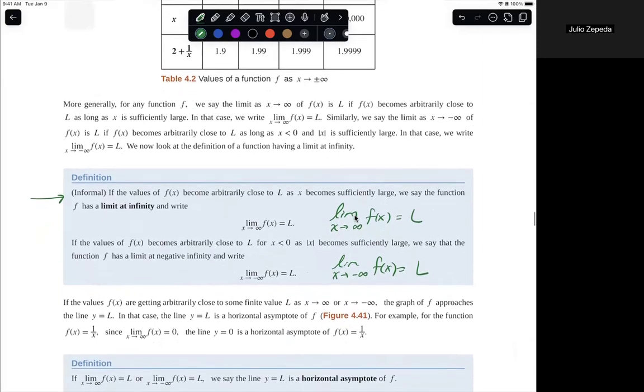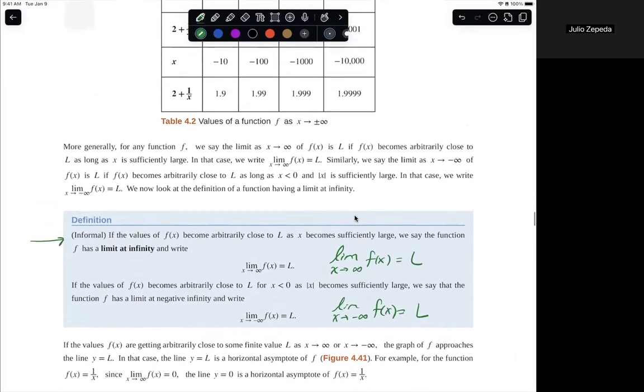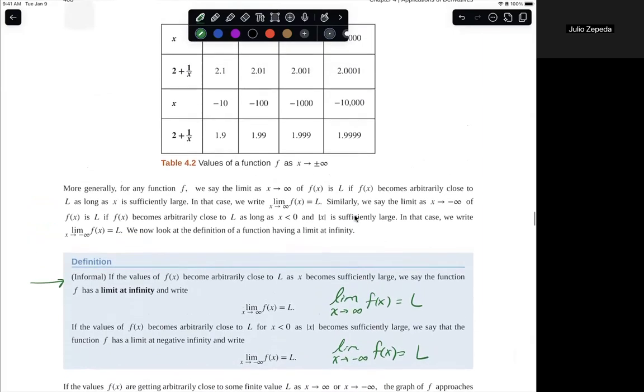Okay, so let's take a look at a function. They gave one here in the textbook. If we take a look at the function f of x equals 2 plus 1 over x, then what is the limit as x approaches positive infinity of this function, 2 plus 1 over x?